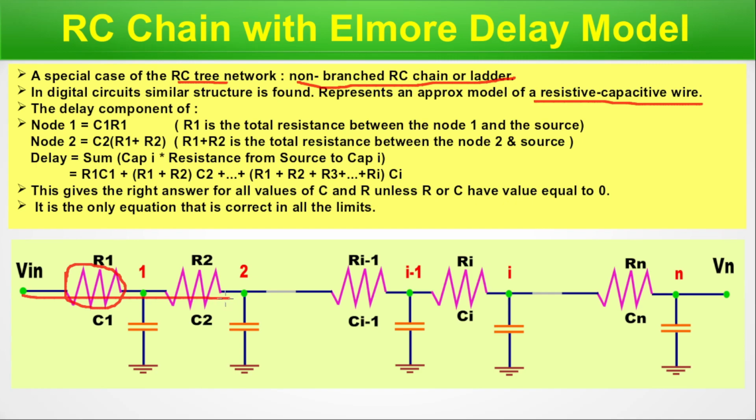And delay is the summation of capacitance i times the resistance from source to capacitance i. So if that is the ith capacitance and the ith node, so R1 C1, then R1 R2 C2, this way it goes, and then R1 R2 R3, then Ri Ci, this way. This gives the right answer for all values of C and R unless both are equal to 0. It's the only equation that is correct in all the limits. Now let's move to the next slide.